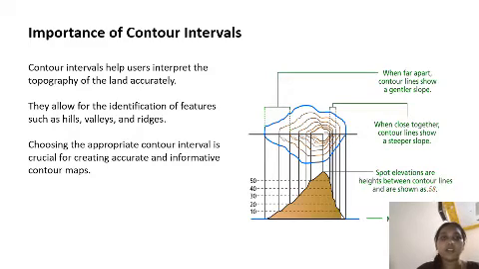Importance of contour intervals. Contour intervals help users interpret the topography of the land accurately. They allow for the identification of features such as hills, valleys, and ridges. Choosing the contour interval is crucial for creating accurate and informative contour maps.